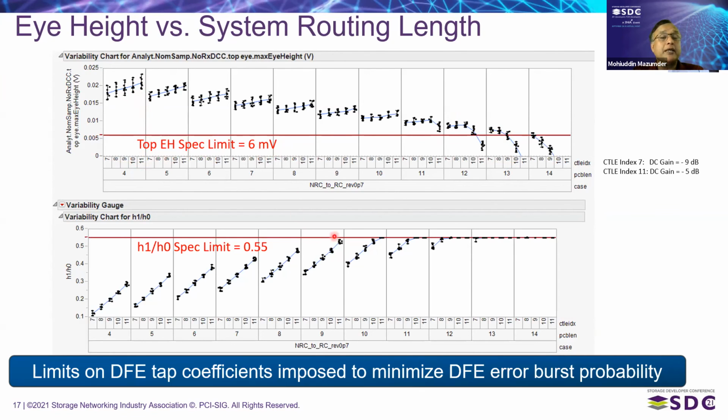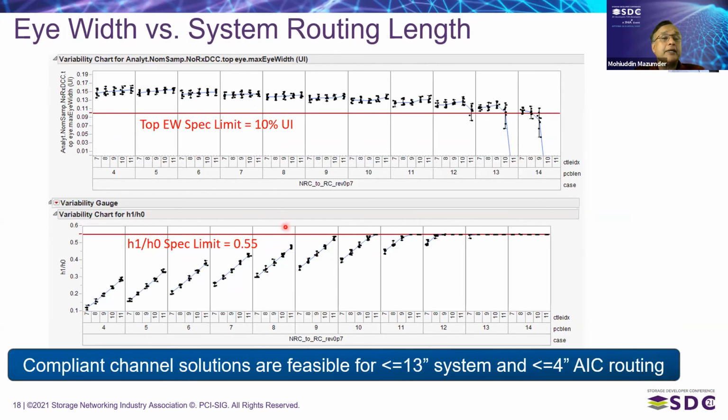millivolt. Similarly, as we go to higher and higher loss, the DFE tap is kept under control to reduce the burst error. So H1/H0, the DFE tap coefficient, the first one divided by the cursor, is limited to 0.55. So that minimizes the DFE burst error probability. And similarly here, we show the eye width. The eye width spec limit is 10% UI, and we can again see that up to 13 inches, we have more than 10% UI margin.